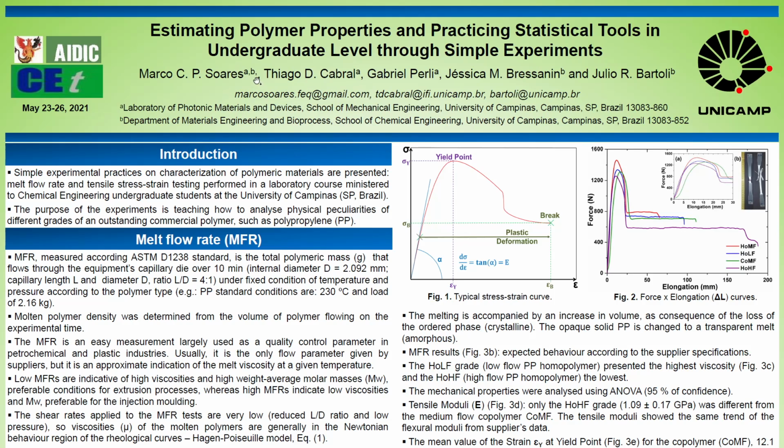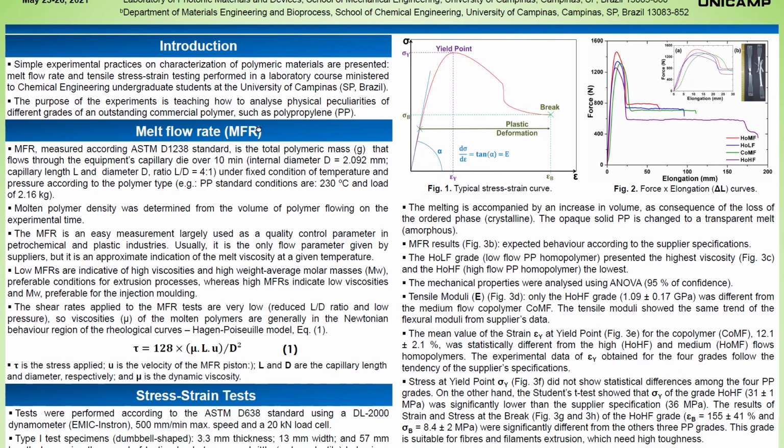At the University of Campinas. In this paper, we present a practical laboratory approach on polymer melt flow rate and stress strain testing to teach undergraduate students how to measure important properties of molten and solid plastics. A total of 21 groups of students were involved with testing 4 grades of polypropylene, learning how to obtain and analyze the statistical tools parameters that are important for quality control, polymer processing, and material selection for engineering applications.